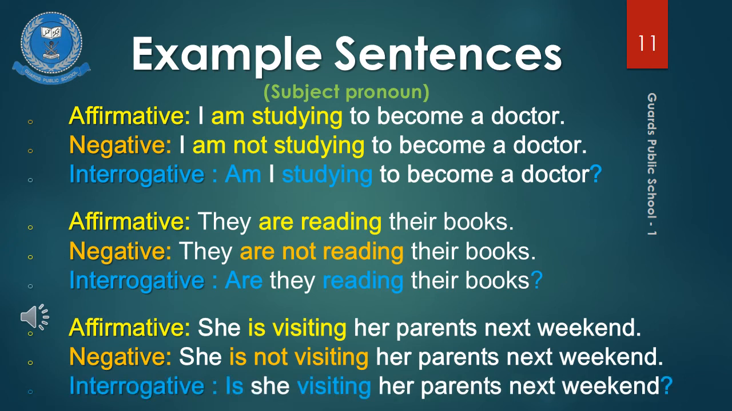Sentence number 3. She is visiting her parents next weekend. Negative. She is not visiting her parents next weekend. Interrogative. Is she visiting her parents next weekend? This sentence shows an action that will take place in the near future. Here our subject is singular, so we have used is as our helping verb.